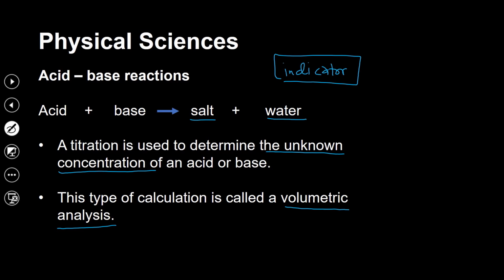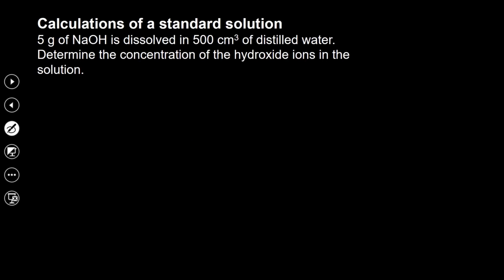So volumetric analysis, that's another term that we also touched on. The calculations involving concentration, the moles of substance, determining the unknown concentration, all those mathematical calculations that follow we refer to as volumetric analysis. So the follow-up question asks us to determine the concentration of the hydroxide ions in the solution. Now we are saying that this sodium hydroxide has a known concentration of 0.25 moles per cubic decimeter.